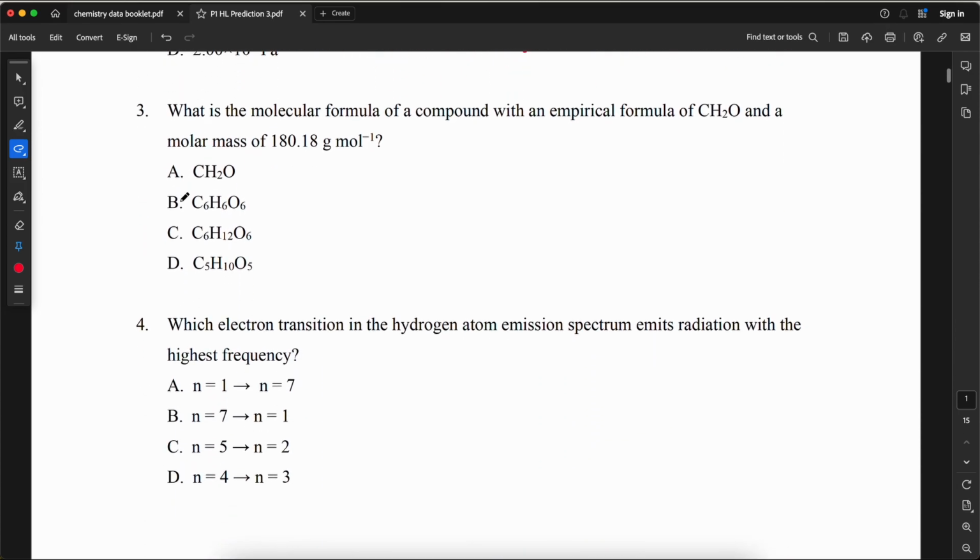What is the molecular formula of a compound with an empirical formula CH2O and a molar mass of 180.18 gram per mole? The molar mass of CH2O is 30. So to find the molecular formula, we need to find that ratio first. That would be 180.18 divided by 30, so we will get around 6. So CH2O times 6 would be C6H12O6.